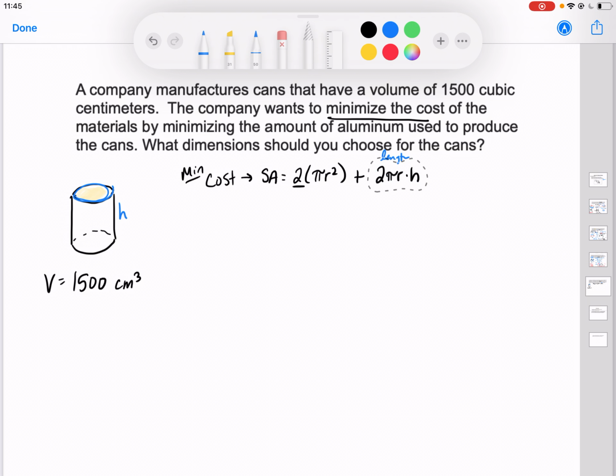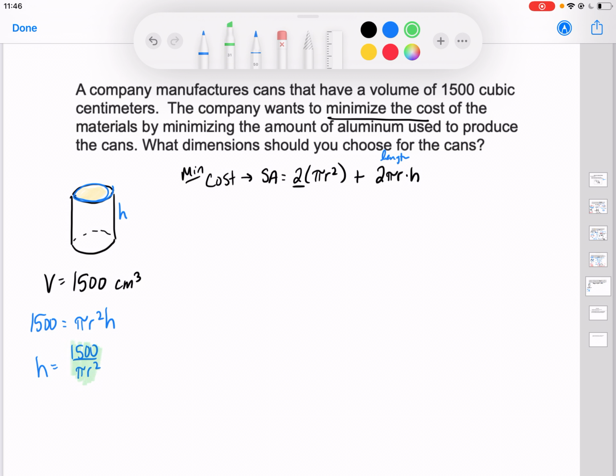Okay, now we're going to go ahead. We found our cost formula, but once again we're in trouble because there's two variables. We've got r and we've got h. So that's where we're going to use our volume. So we know the volume is 1,500 cubic centimeters, and we know that the volume of a cylinder is pi r squared times our height. Therefore, our height is 1,500 divided by pi r squared.